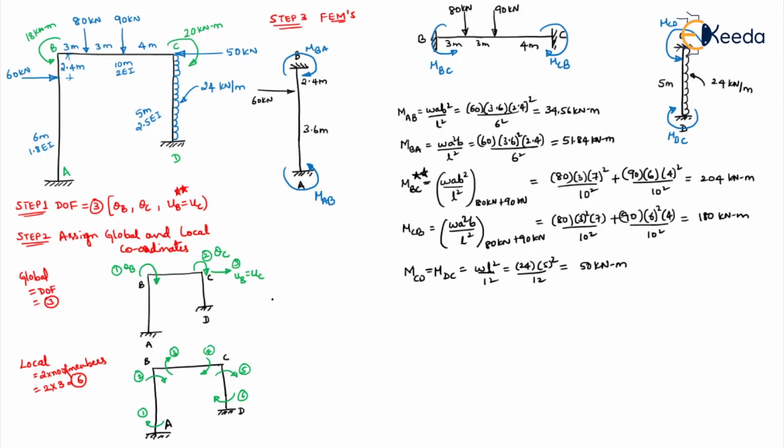So we got all the values of your fixed end moments. So it's better we write them. So 34.56. For all these, the units are kilonewton meter, so I'm not repeatedly writing them. 51.84. This is how much? 204. This is how much? 180. This is 50. And this is 50.